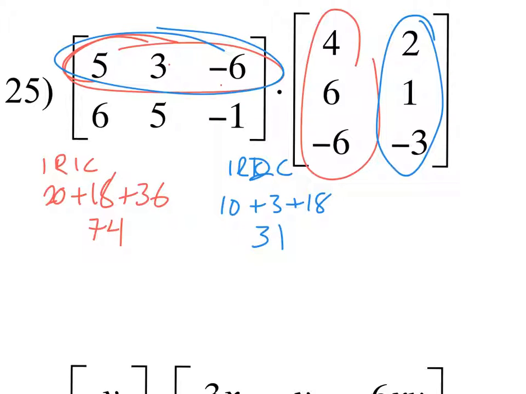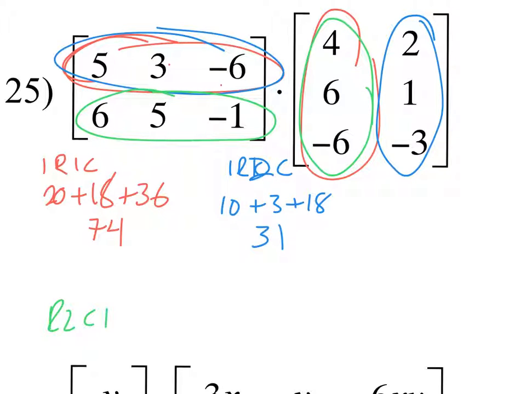Next up, we're looking at row 2, column 1. 4 times 6 is 24. I'm going to be annoyed about this, I think, because I wrote that in the wrong place. Plus 30, and then plus 6, which is going to be 60.